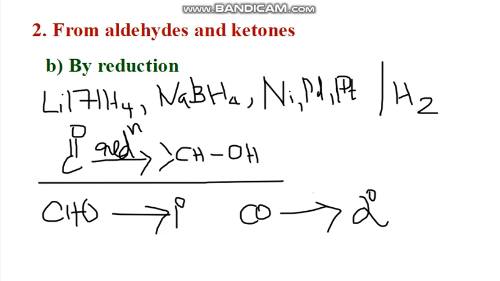In case of using Grignard reagent, aldehydes containing more than one carbon give a secondary alcohol, and a ketone gives a tertiary alcohol. But when we undergo reduction, all aldehydes will give primary alcohols and all ketones will give secondary alcohols. This is the preparation of alcohols from aldehydes and ketones.